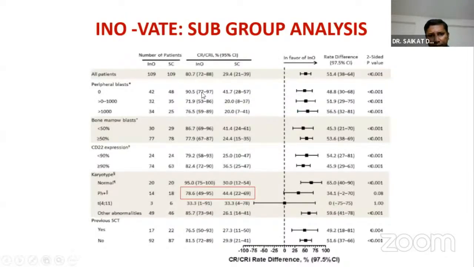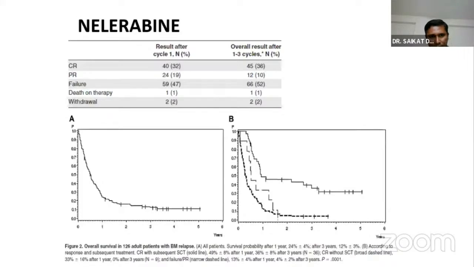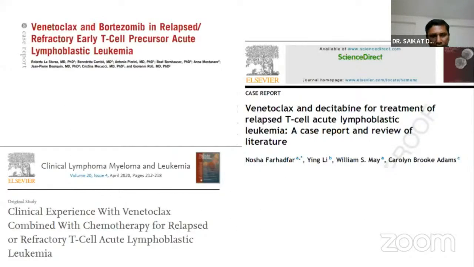And in the Innovate trial, they also included Ph positive patients, and they had around a 78% remission rate with this Ph positive ALL. There's a very good response rate when it comes to Ph positive ALL relapse after transplant, after TKI and high dose therapy. So with this, I would conclude my talk, because these are about T cell. We won't discuss T cell today.